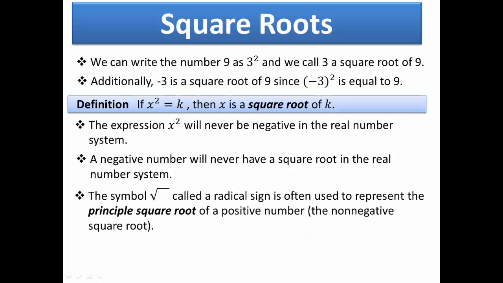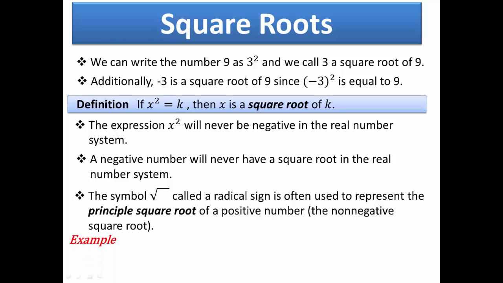The symbol given here is called a radical sign, and this is often used to represent what is known as the principal square root of a positive number. The principal square root is the non-negative square root of a number. In our first two sentences above, we said that 3 is a square root of 9, and negative 3 is also a square root of 9. But when we are looking for the principal square root using this symbol, we are only looking for the non-negative square root, which would be the 3 in that example.